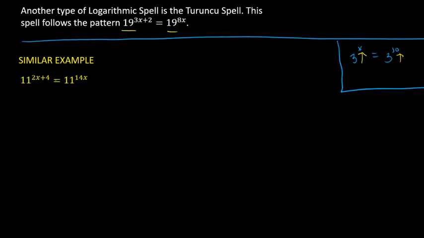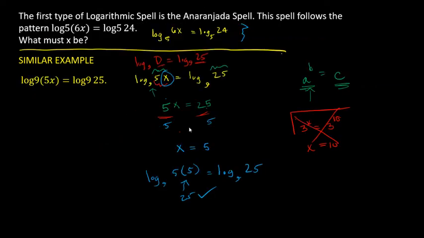So if 11 to the 2x plus 4 is equal to 11 to the 14x, then these exponents must be equal. Now, one thing I didn't note in the last slide, but is true both if I'm talking about exponential or logarithmic form, notice that this only works if my base is the same. Okay. So because I have the same base, I'm allowed to claim that 2x plus 4 equals 14x. And let's go back to the last slide if I can. There we go. We had the same base, right? We had base 9.